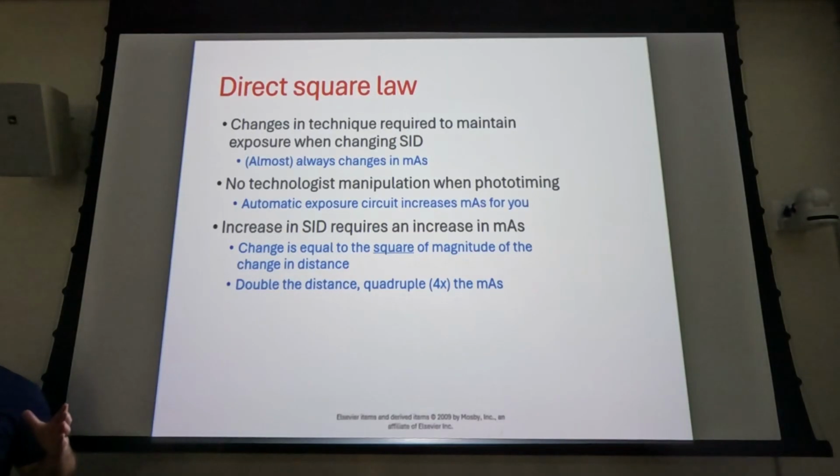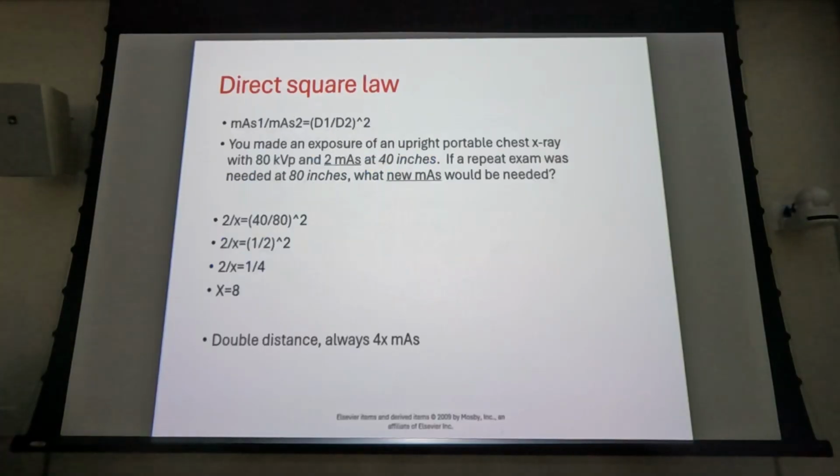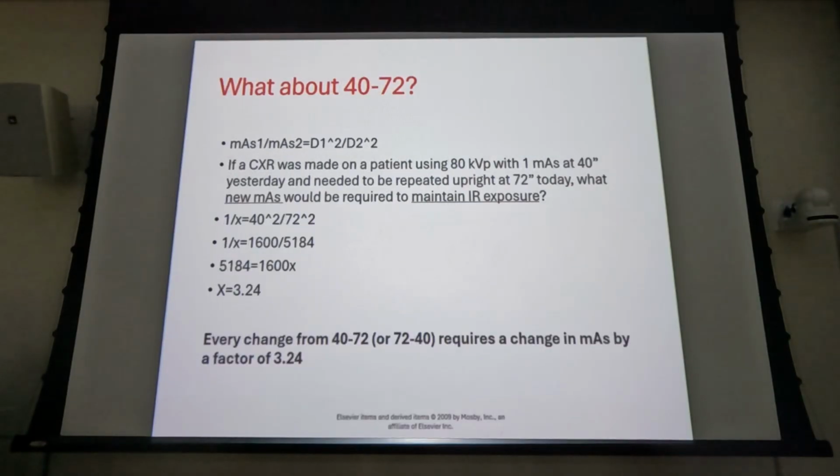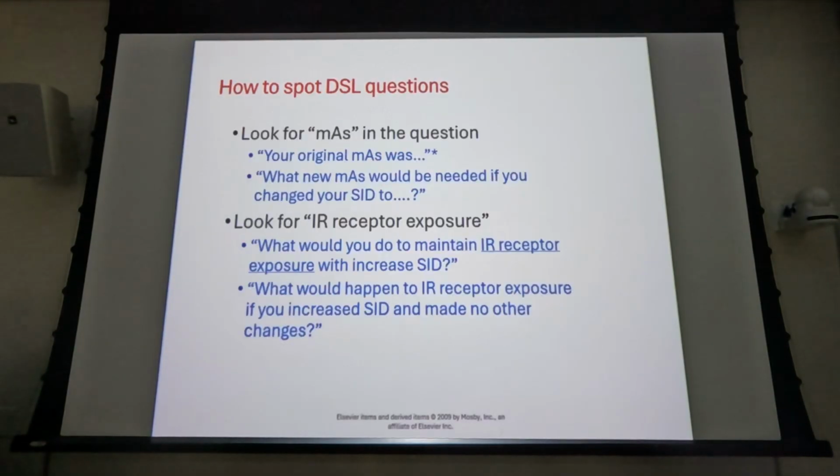So back to that same question I asked before, you make an exposure on a small area, you increase your distance by a factor of 2, then that small area spreads out over a factor of 4, and then you collimate down to that original small area, then your exposure in that small area decreased by a factor of 4. You need to increase your mass by a factor of 4 to compensate for it, right? So you're just replacing the photons that won't be there when you increase your distance. All right, so if we go from 40 to 72 inches, that's going to be 3.24.